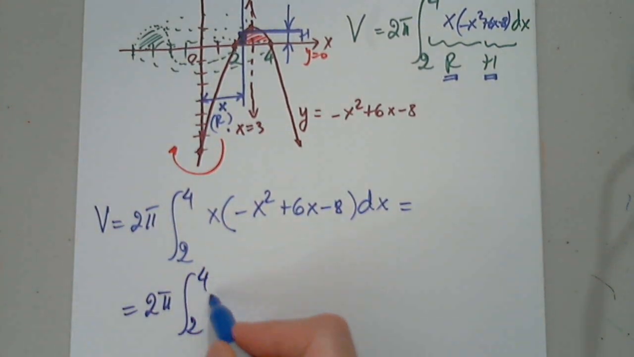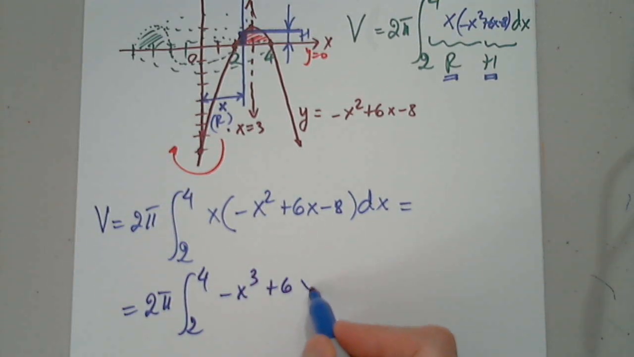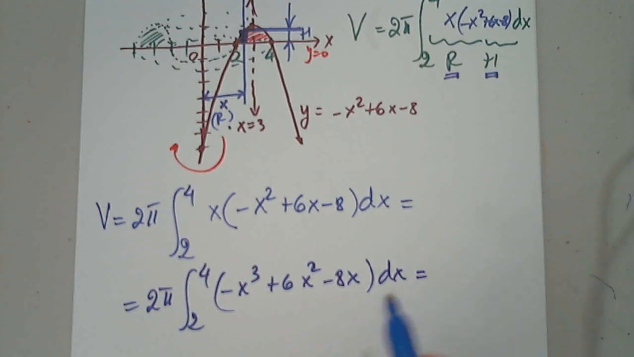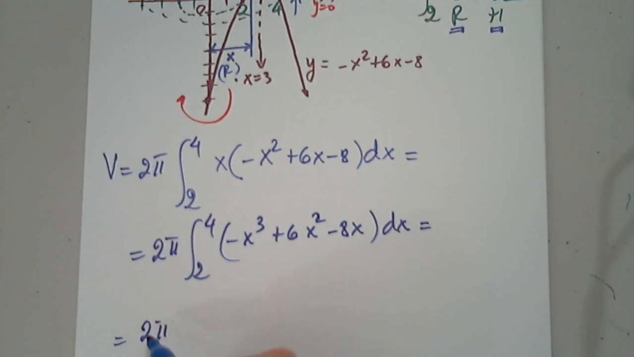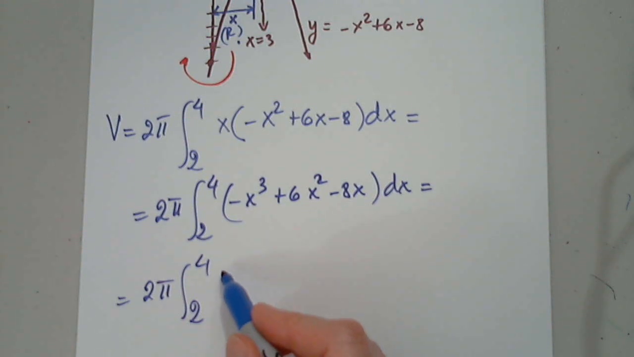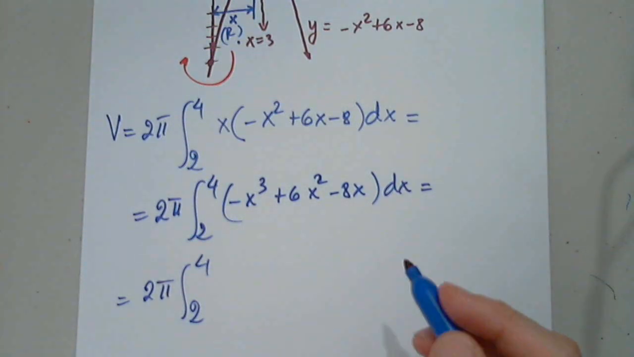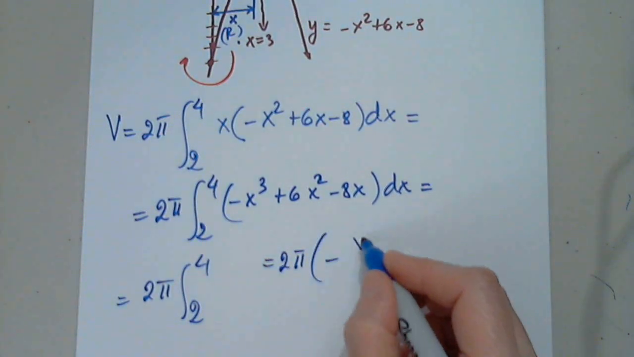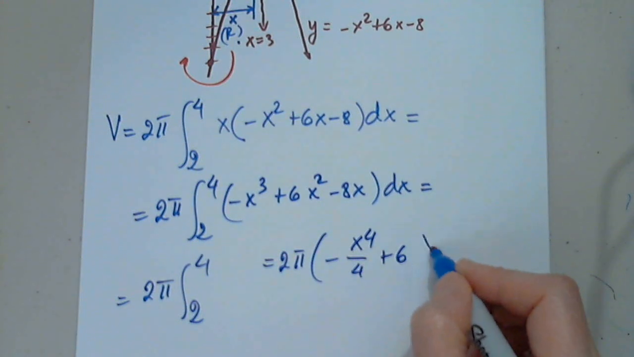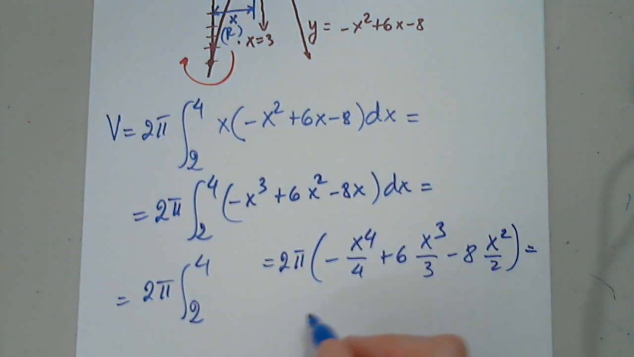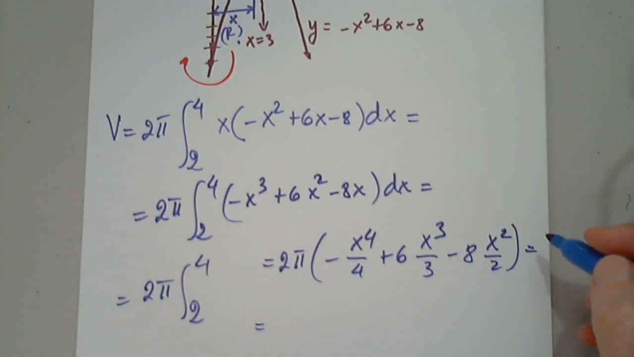The integral from 2 to 4 of negative x to the third plus 6x squared minus 8x dx. So this is 2 pi times the integral from 2 to 4. I don't need to write it again. Sorry about that. So 2 pi, negative x to the fourth over 4 plus 6x to the third over 3 minus 8x squared over 2, of course, from 2 to 4.